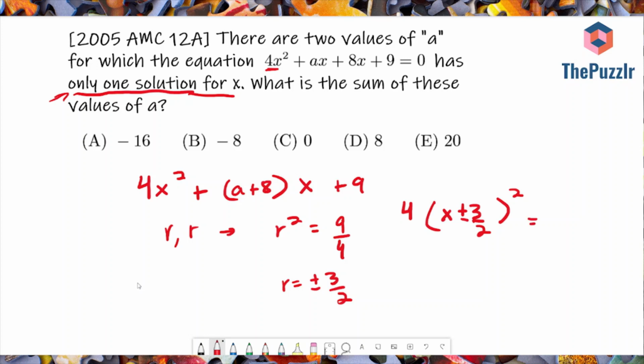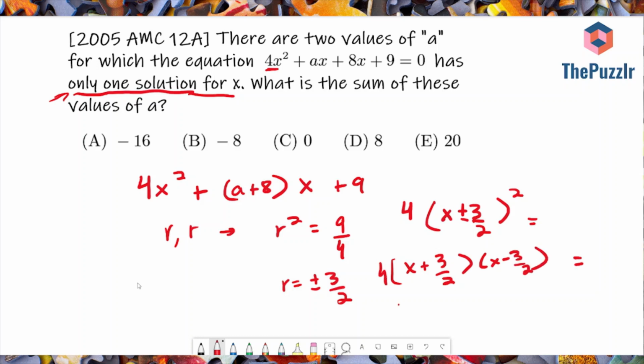So if we do that, we get 4x squared plus x times 3 halves times 2 times 4, because x plus y squared is equal to x squared plus 2xy plus y squared. So actually, instead of doing this in our head, let's multiply it out just so it's clear. So x plus 3 halves times x minus 3 halves and then times 4.